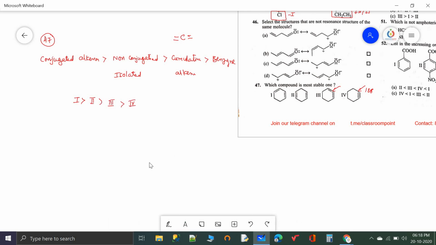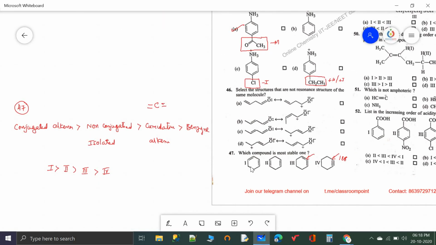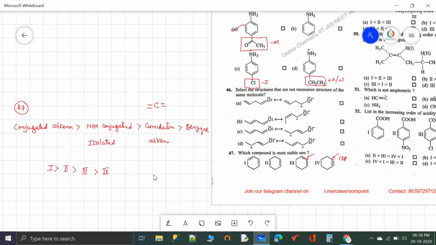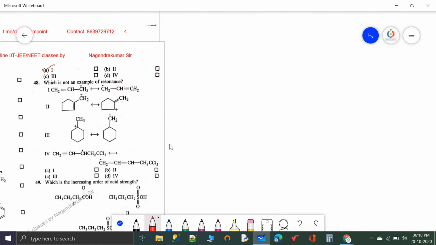Let us check the answer. Which compound is more stable? The first compound is more stable. So option A is correct.